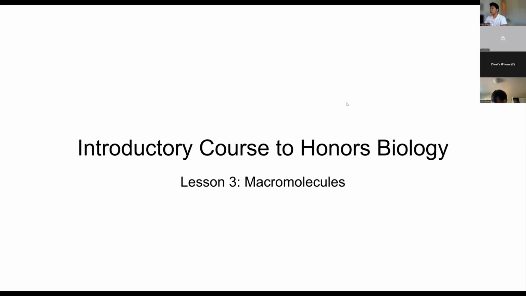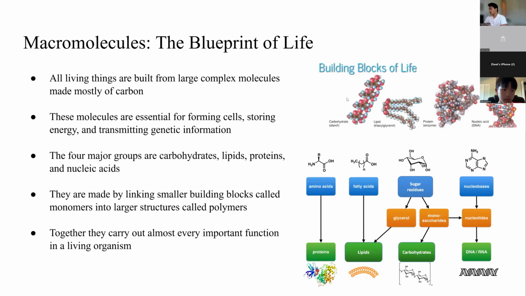Macromolecules are essentially the blueprint of life. All living things, as we know, are built from these very large and complex molecules that are made mostly of carbon. And these molecules are essential for things like forming cells, storing energy, and transmitting genetic information. We characterize macromolecules in four categories, four types of macromolecules: carbohydrates, lipids, proteins, and nucleic acids.